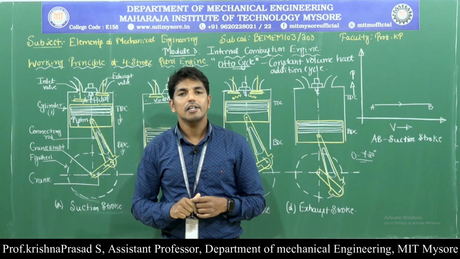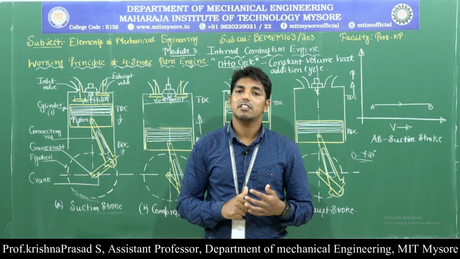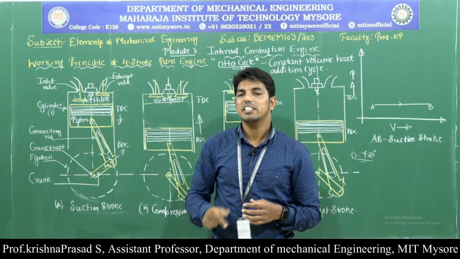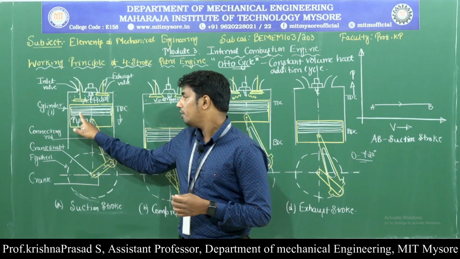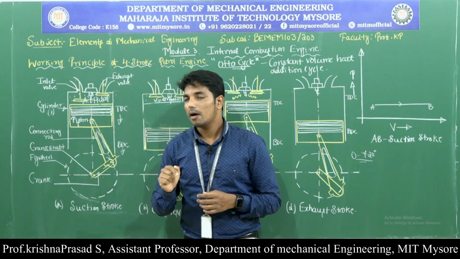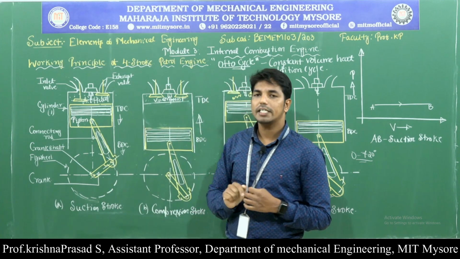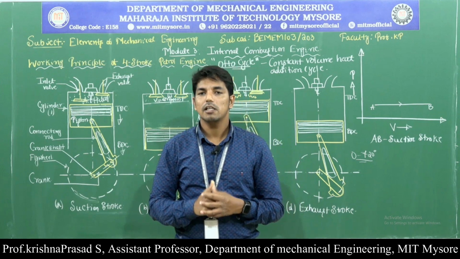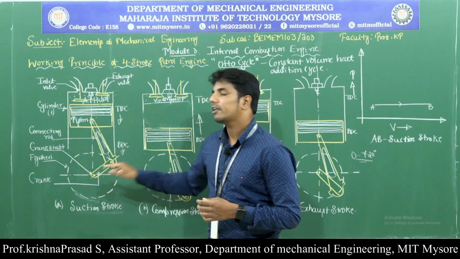Next, the oil ring. The oil ring extracts the excess lubricating oil and sends it back to the oil sump through oil holes provided in the oil ring. So that is very much important. Then the fourth one is called the connecting rod. The connecting rod forms a link between the piston and the crankshaft.